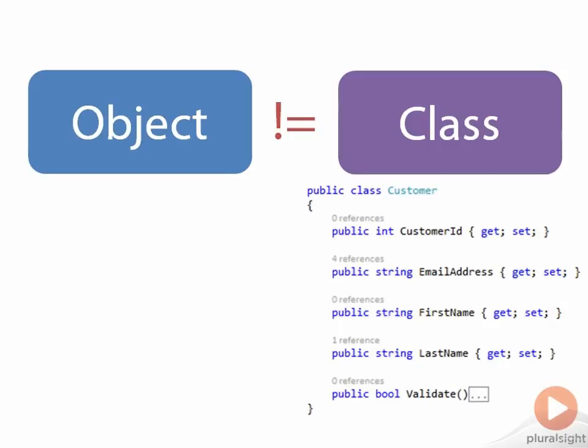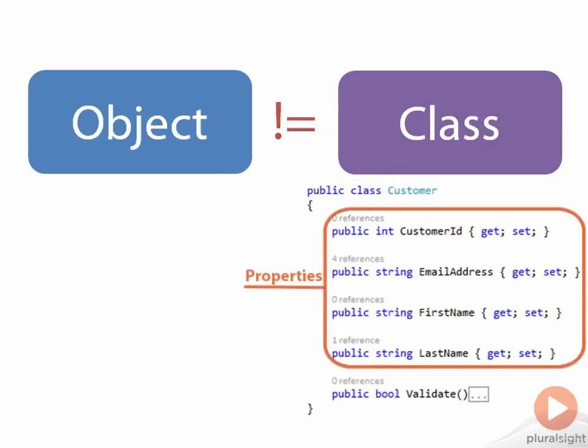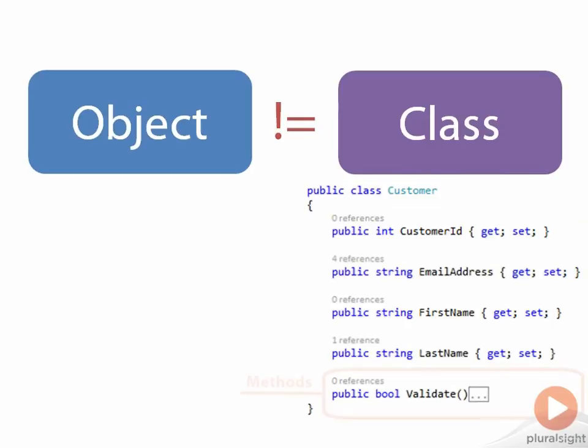A class is code. Here you can see the beginning of a customer class. Notice the class keyword. It has properties such as email address and first name. The properties define the data managed by the class. The class also has functions such as validate. The functions define the actions or behaviors managed by the class.